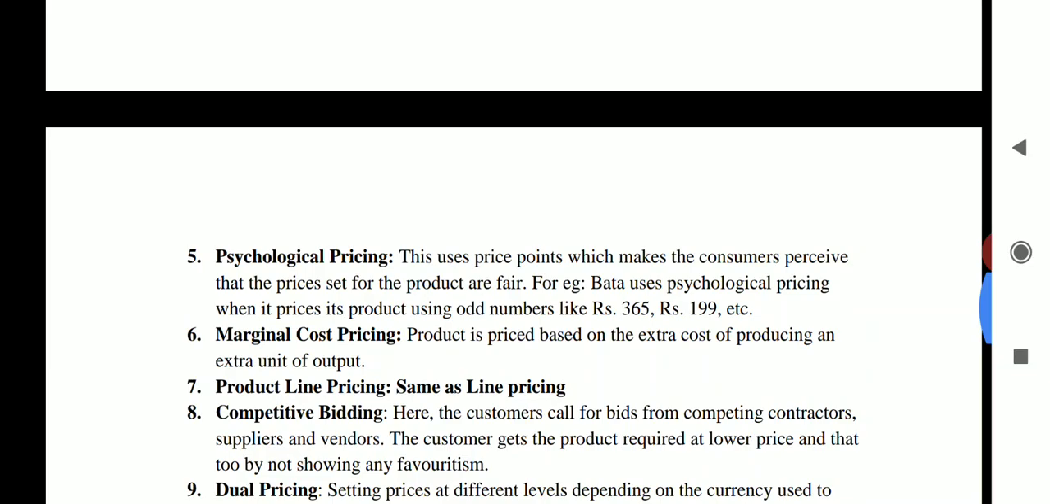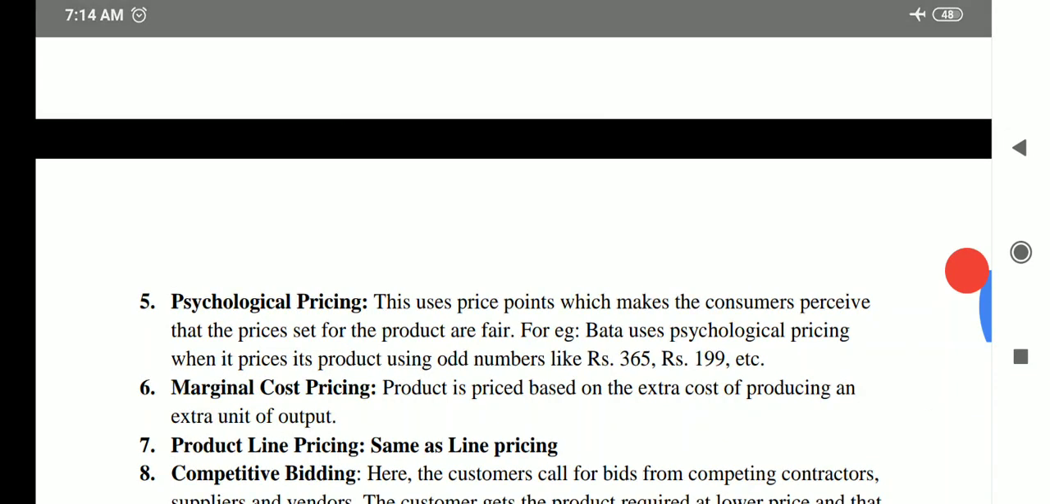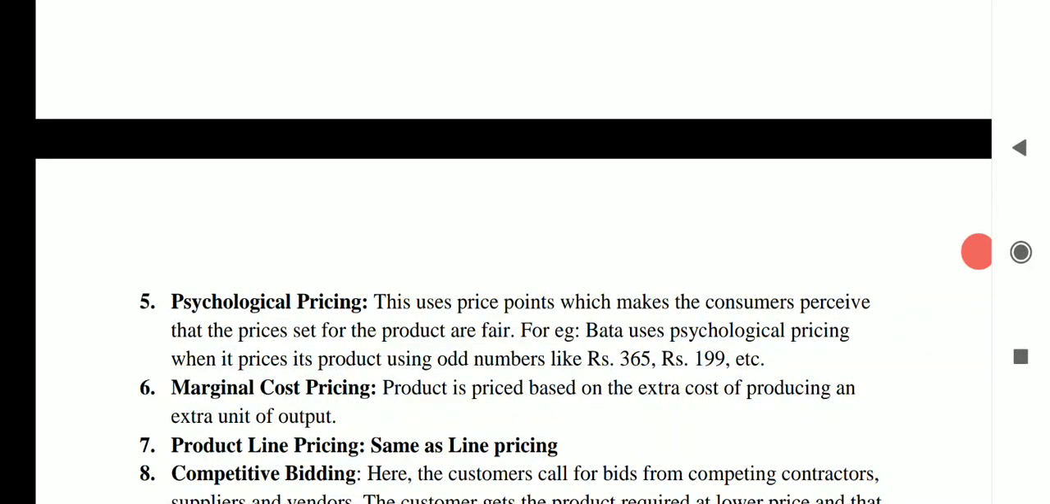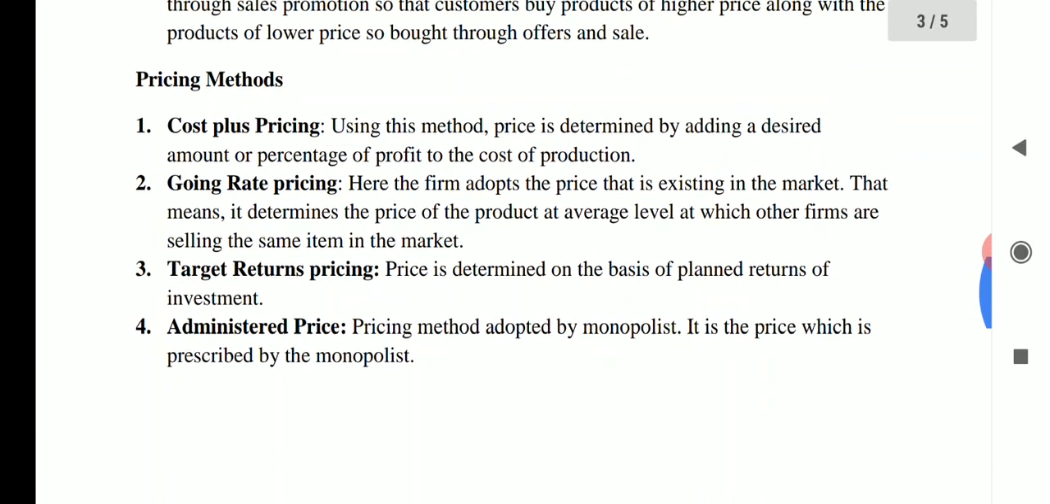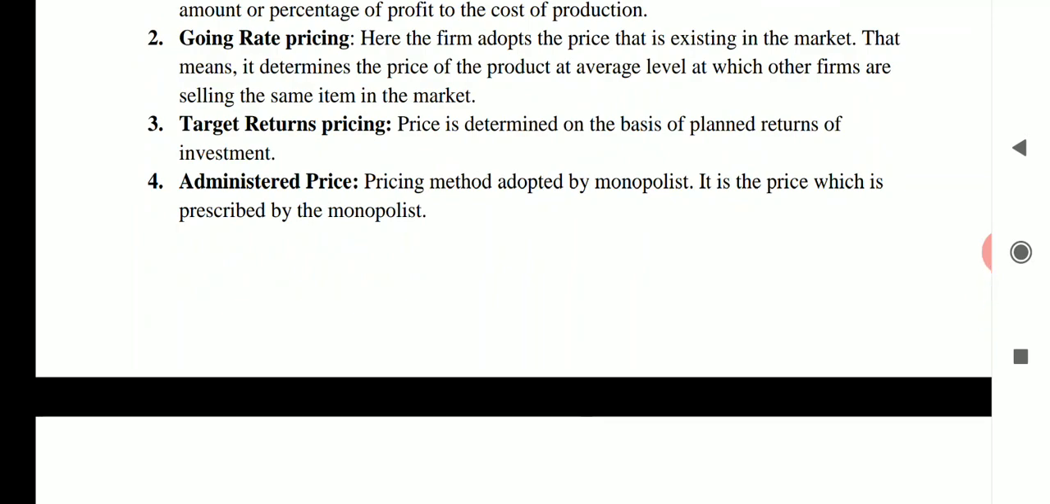So these are the different pricing methods that I wanted to discuss with you today. I hope you please go through the notes.